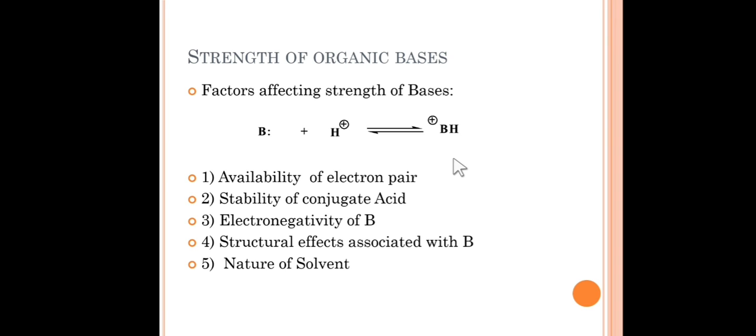The first factor is availability of electron pair. As you know, bases are the compounds which donate an electron pair. So availability of the electron pair for donation, or for accepting the H plus, is very important. The more the availability, the more basic the compound will be. So let's see one by one.